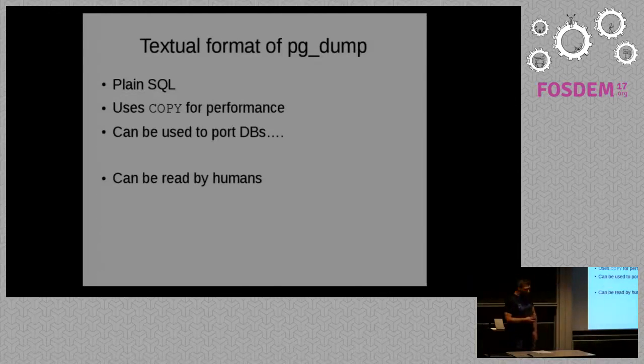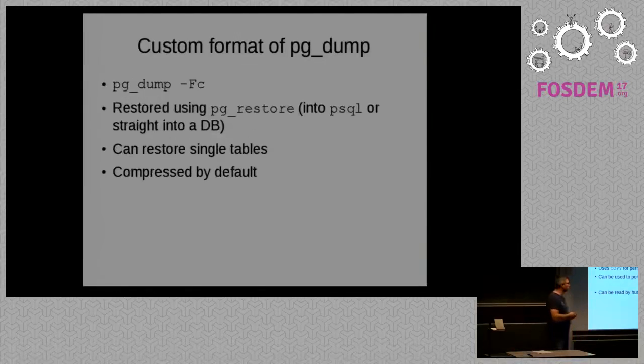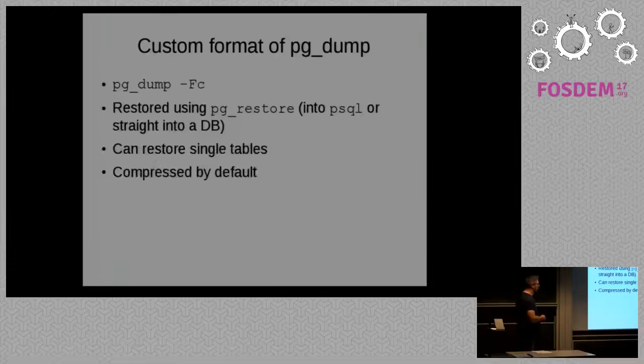So, plain text is plain SQL, uses copy if you don't tell it to use insert because you want to port to MySQL. It can be read by humans, which is a big advantage, right? Then there's the custom format, which is basically compressed text, I think. So you cannot pipe that into psql as you can with the text. So you have to use pg_restore and pipe that into psql because it will again give you the text.